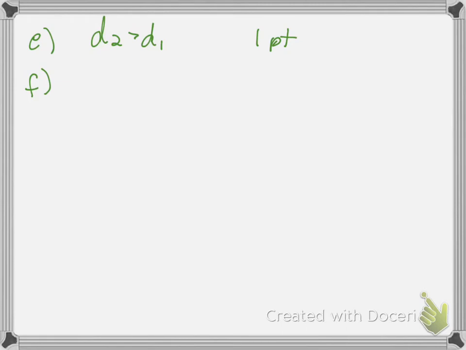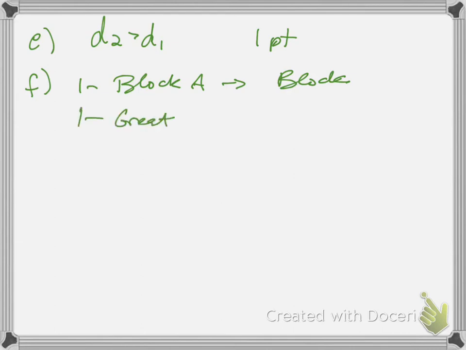It's just our qualitative answer there. So here's what the rubric says. 1 point for saying that block A transfers all of its momentum to block B, and that block B has more momentum than before. 1 point for saying a greater kinetic energy means a larger spring potential energy, which means a larger distance compressed. So 1 point for getting the greater than, D2 is greater than D1 in part E, and 2 points for part F.